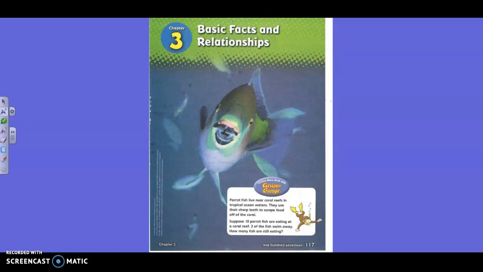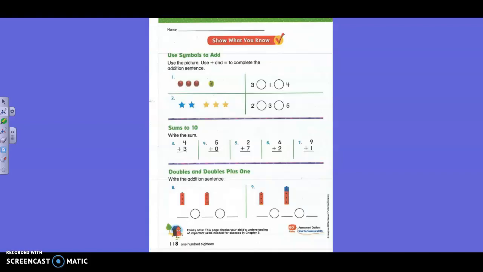Okay, we are on to chapter 3, basic facts and relationships. Right now, you're going to show what you know on your own. Use symbols to add. Use the picture, what you see here. Use the plus symbol to complete the addition sentence.